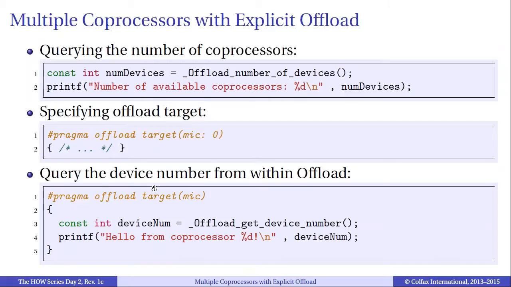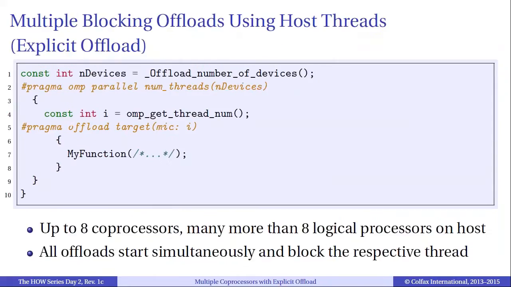If you are inside of the offload region, you can call another support function called offload get device number. This function returns the number of the coprocessor on which you are running. By the way, when you don't specify the number of the coprocessor, then the system will alternate between offloading to the first, second, third, and so on at runtime.